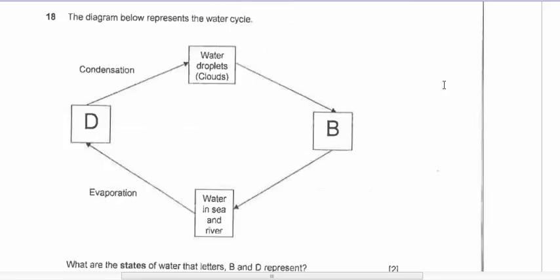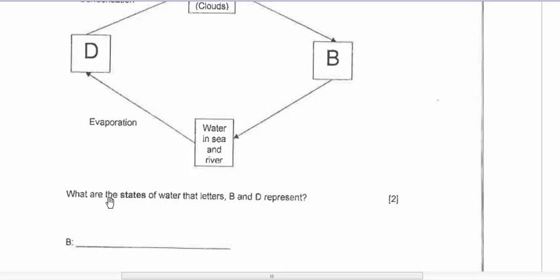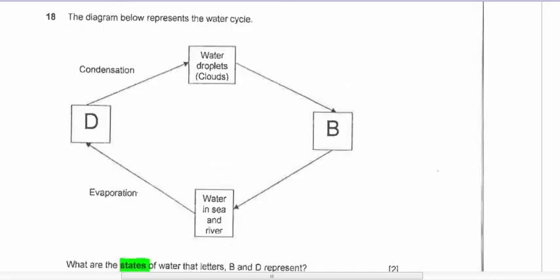So question 18. The diagram below shows the water cycle. They ask you what are the states. Okay, so keyword here, I want the states of water. I don't want you to tell me rain, cloud, I want the state. State means solid. There are only 3 states. Solid, liquid, and gas.